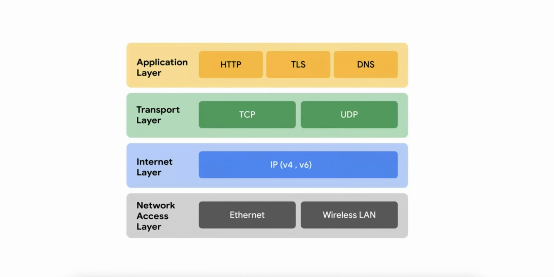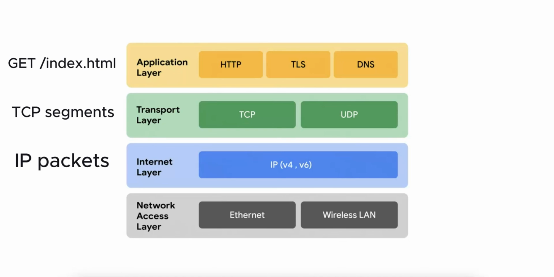Now let's take a look at the overall data flow example of an HTTP request. For the application layer, a user requests a web page, and the browser generates an HTTP request, like GET /index.html. For the transport layer, the HTTP request is encapsulated in TCP segments, ensuring the data is reliably transmitted. For the internet layer, the TCP segments are encapsulated in IP packets. The packets are routed across the internet using IPv4 or IPv6 addresses.